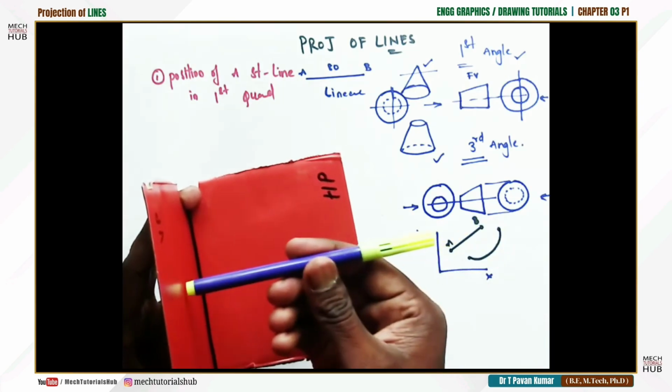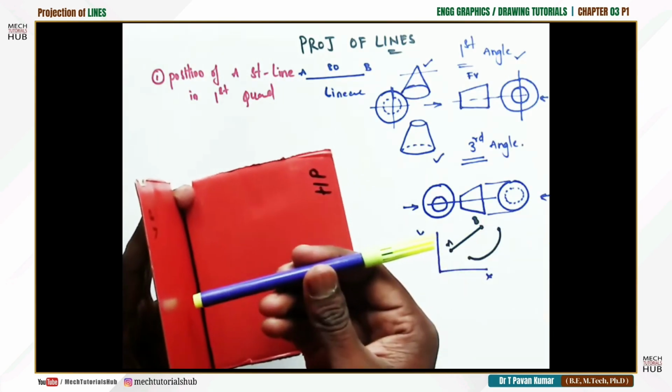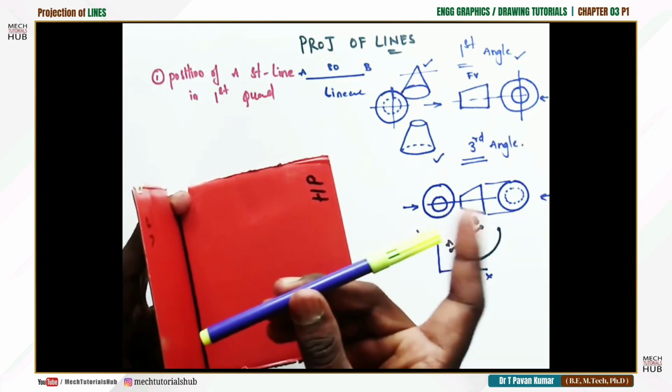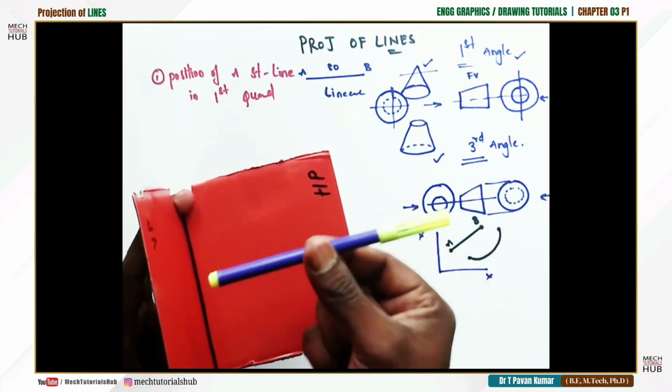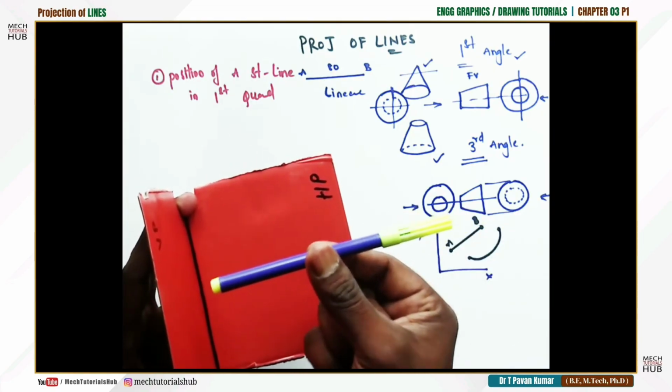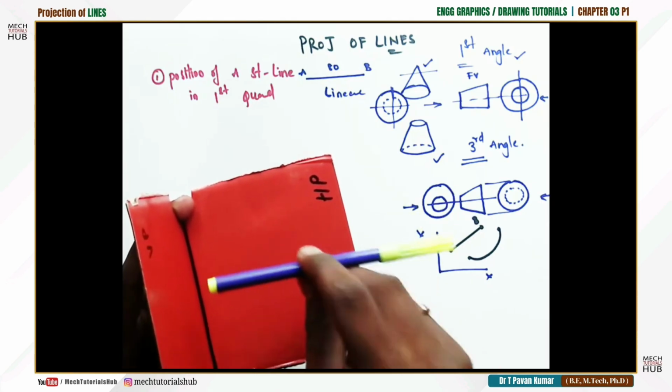Similarly, if this is the case, from the front I can't see the true shape. I could see only a point, which is A. When I view from the top, I could see the true length or true shape of line AB, which is falling on the horizontal plane.